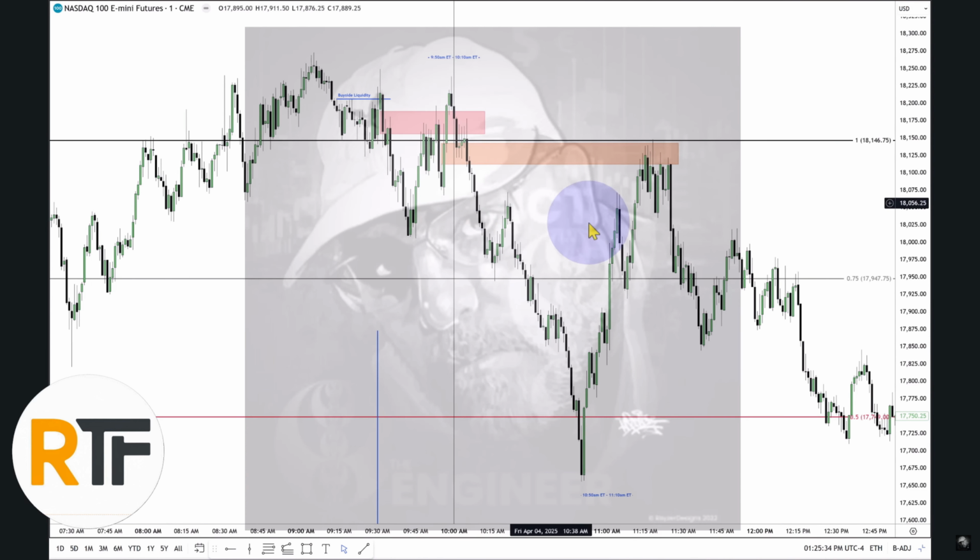That's an inversion fair value gap, and it trades all the way down to the objective I gave you, which was 17,750 on NQ. And I mentioned that it could trade to 17,350, but I didn't feel it was going to do it yesterday. You'll see that it got real close to it, but it didn't get there.